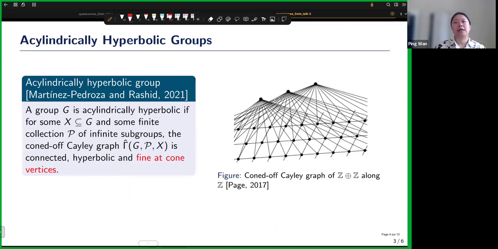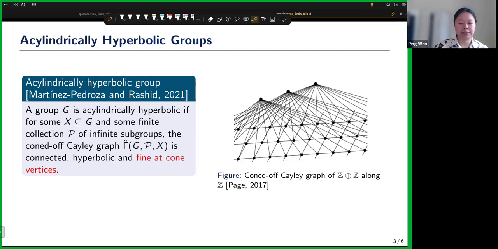Now, acylindrically hyperbolic groups generalize hyperbolic groups, and it's a very broad and very interesting class of groups, including most of the mapping class groups of finite type surfaces, and it also includes automorphisms of free groups, and many other interesting groups. So from now on, I'm going to assume my group G is finitely generated.